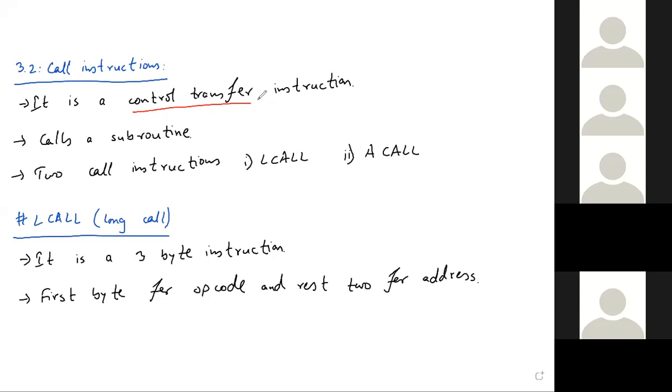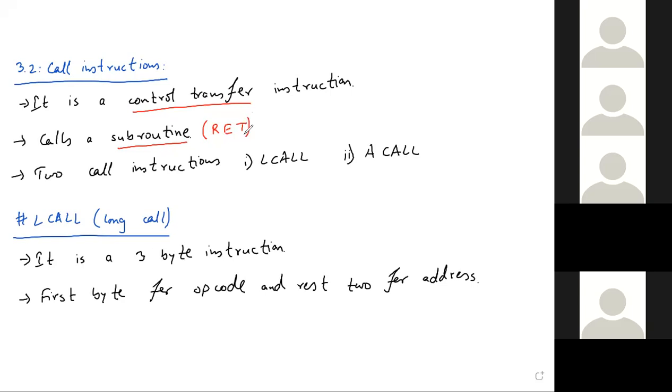But there is a difference between jump and call. The difference is over here. Your call instruction calls a subroutine, or you can also say a routine. But your jump instruction never calls a subroutine. So what is the meaning of a subroutine? In order to become a subroutine, the label must end with a return instruction.